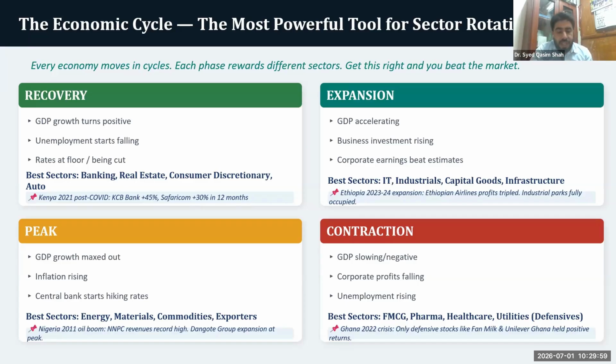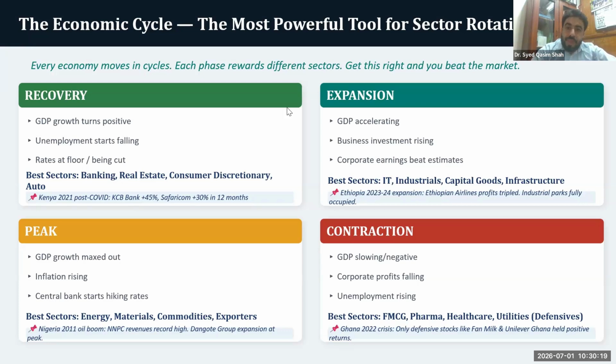Let's say Kenya in 2020, the post-COVID era, the KCB Bank's profit, basically their stock, increased by 45%. We have already given an example of Safaricom, which had a 30% increase in the last 12 months.